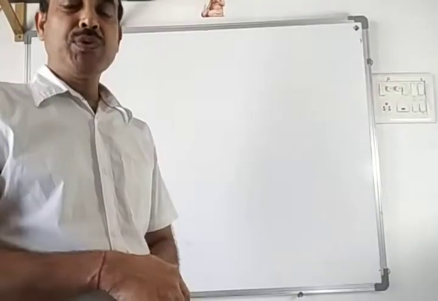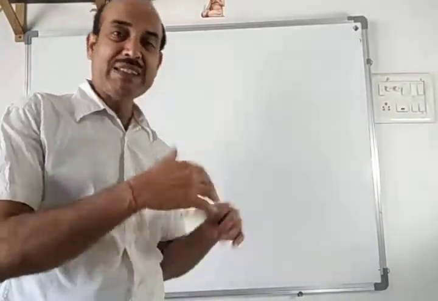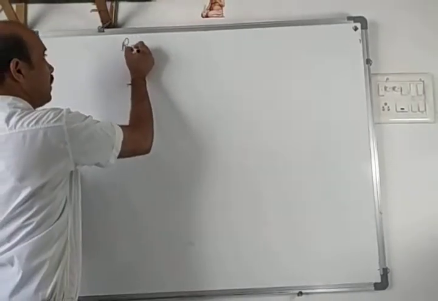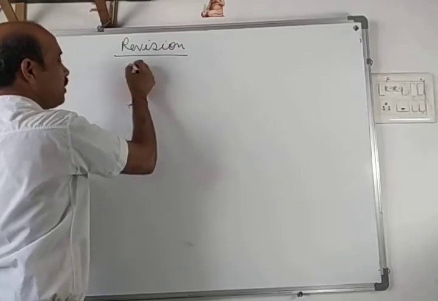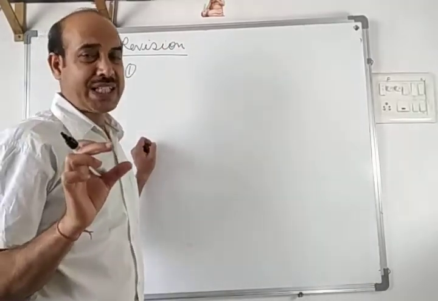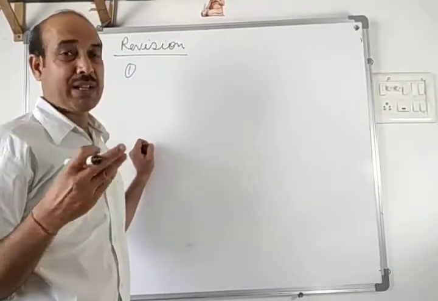Now, in this video, we are going to discuss some revision points. We are revising the chapter Matrices. So, in the beginning, you must know what is a matrix. A matrix is a rectangular arrangement of numbers or letters.